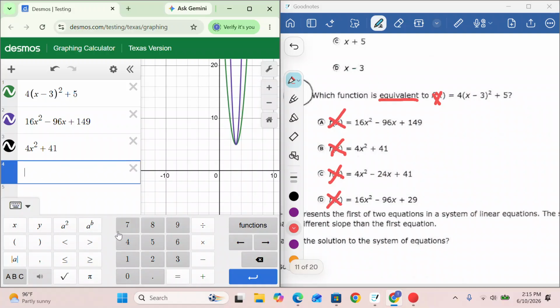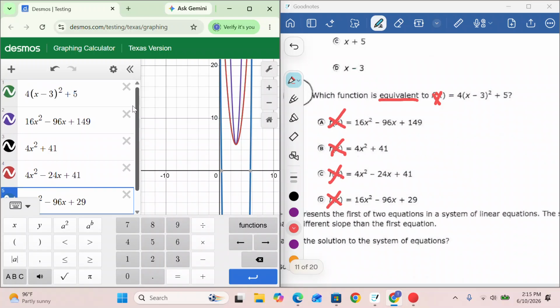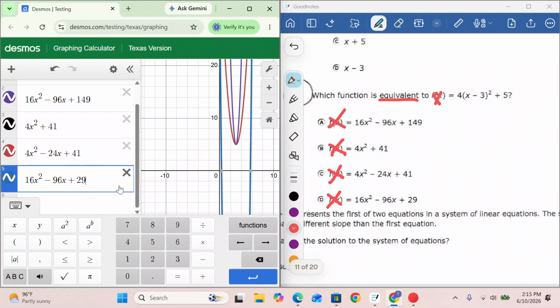I will start checking each one at a time. 4x squared minus 24x plus 41, and the last one is 16x squared minus 96x plus 29. So I just inputted them all. Just a matter of inputting, and then I'm going to get rid of every single color.